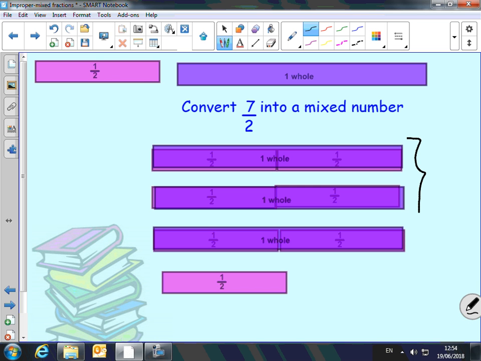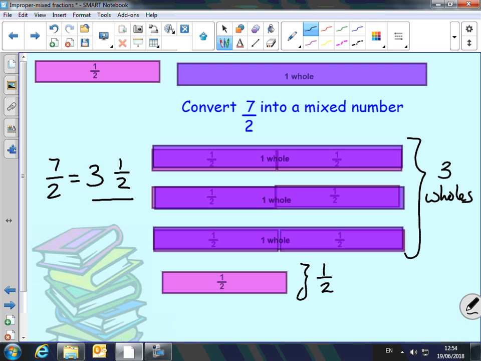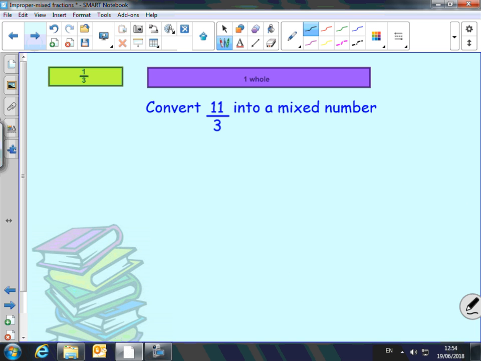So that's the same as 3 wholes, and we have 1/2 left over. So 7/2 is equal to 3 and 1/2. Our next question, we're going to convert 11/3 into a mixed number.